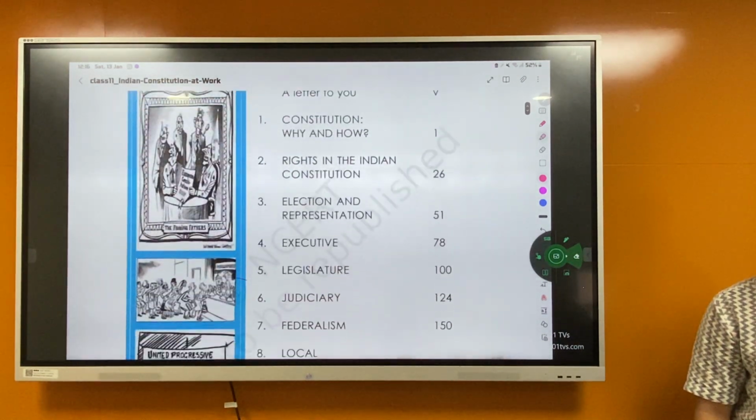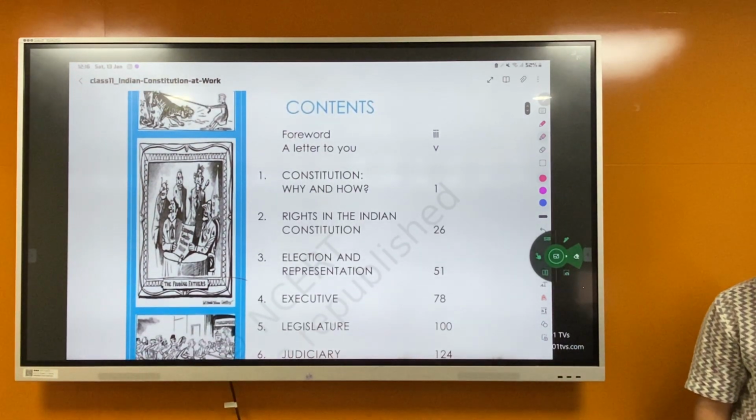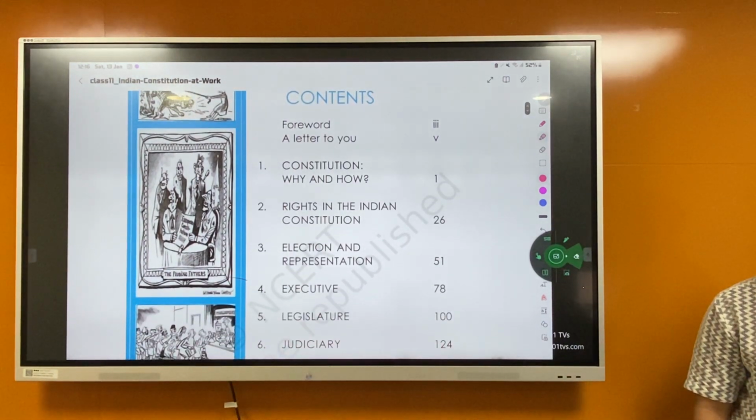Okay, next. In this book, we'll be reading about the Constitution, why and how, and rights in the Indian Constitution. What all rights do we have? As an individual, as a society, for the government, what all rights does everyone have?